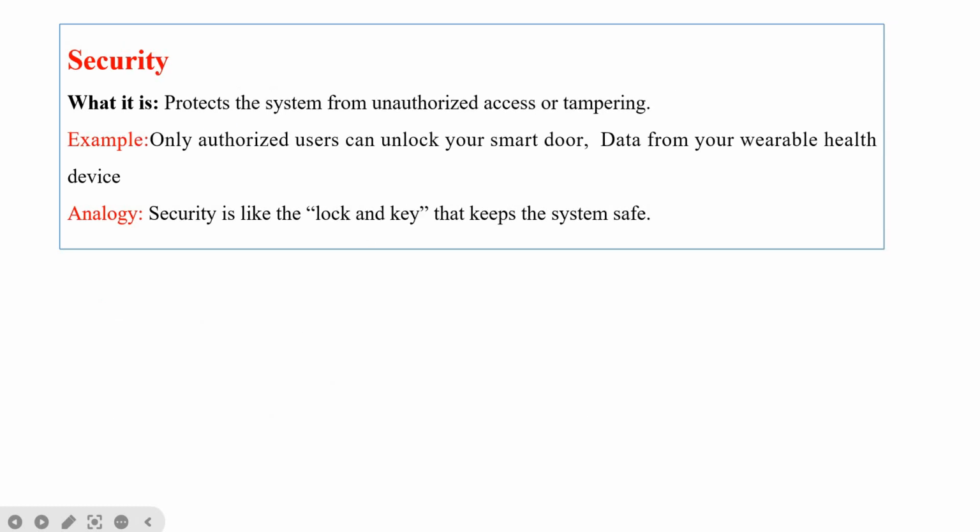Next is security. Security protects the system from unauthorized access or tampering. This block secures the IoT system and provides functions such as authentication, authorization, message and content integrity and data security. For example, only authorized users can unlock your smart door, or data from your wearable health device is encrypted so that hackers cannot see it. Security is like the lock and the key which keeps the system safe.